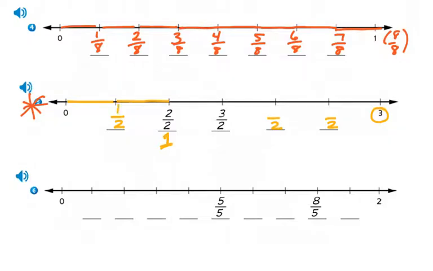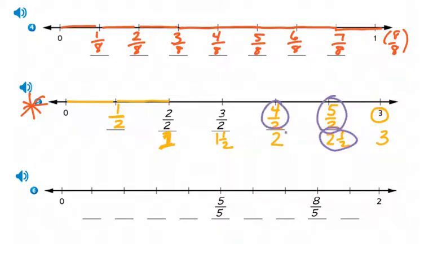So this would be 1/2, 2/2, 3/2, 4/2, 5 halves, and the whole number 3. Now, we don't usually say 4 halves. What we would say is half, 1, 1.5, 2, 2.5, and 3. What we would call these are equivalent fractions. 4 halves is the same as 2. 3 halves is the same as 1.5. 2 halves is the same thing as 1 whole.